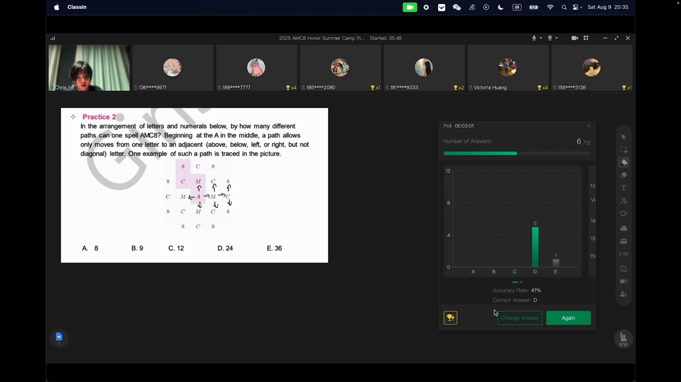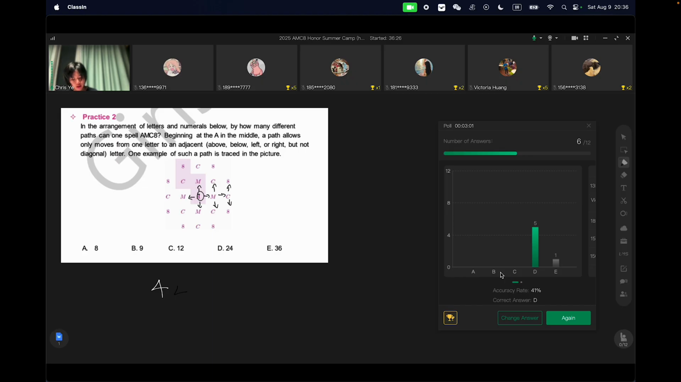Answers in. So the answer is going to be D, 24. I'll explain this question real quickly. So as you can see, it says that a path only moves from one letter to an adjacent letter. So we're going to start from A. As we can see, we want to form AMC 8. So there are 4 M's around A. So there are 4 ways for A to start. As we can see, the path is symmetric all over from all of the ways, so we can just use one AMC 8 as an example.